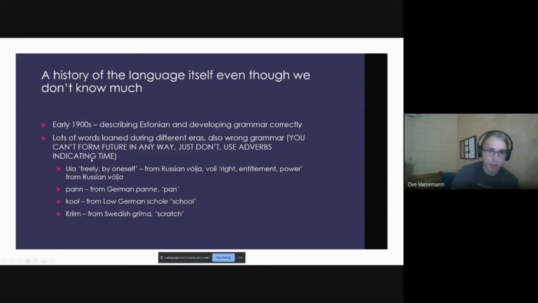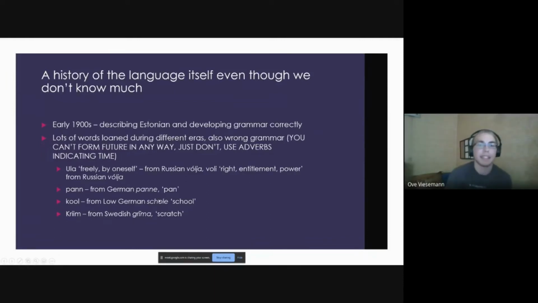here are a few fun examples from loan words. For example, ula, which means freely, by oneself, was loaned from Russian volya. Then again, voli, which means right, entitlement, or power, was also loaned from Russian volya. And then the word pann was loaned from German panne, which means pan. Then kool was loaned from the Low German Schole.